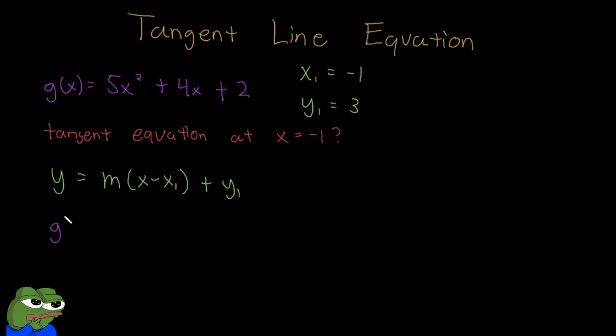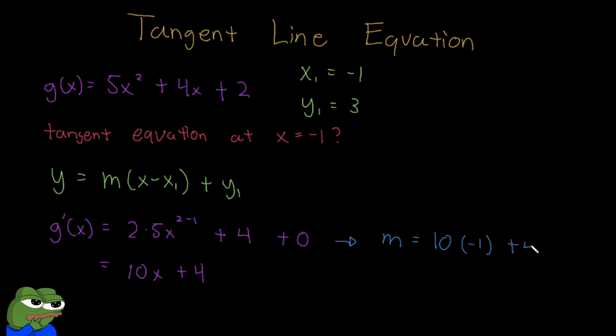So let's write it as g prime of x is equal to, now we use the power rule and we bring down the 2, so we multiply 2 times 5x raised to 2 minus 1, plus 4. So we just remove the x over here, plus 0, because this is a constant. And so our g prime of x is equal to 10x plus 4. And similarly to what we did for this y1, we can actually just plug in our x1 into g prime of x. So that would look like this. Our m is equal to 10 times our negative 1, which is our x, plus 4. And so this would equal negative 6.